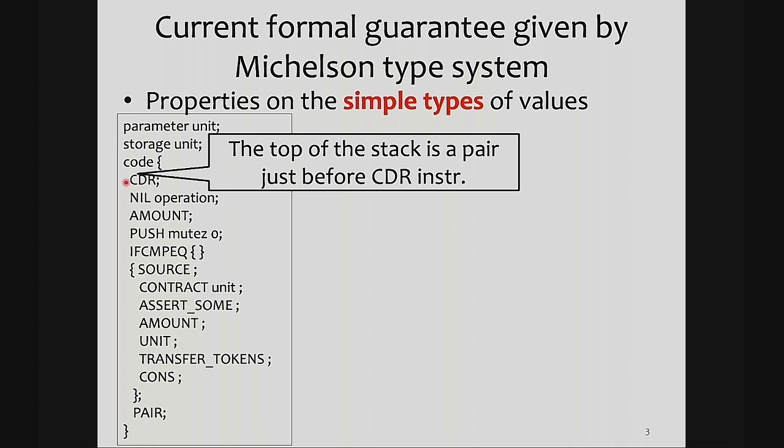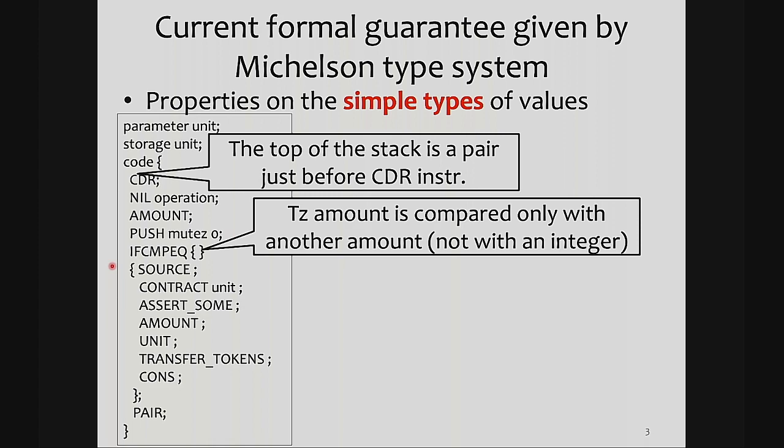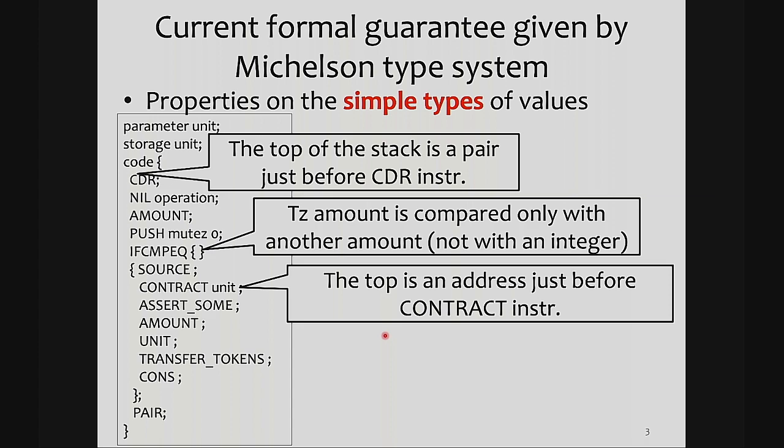It is executed on the amount of money. Michelson's type system already guarantees that when this IF_CMPEQ instruction is executed, it does the comparison between Tezos amounts, not, for example, between a Tezos amount and an integer. Also, when we execute the CONTRACT instruction, which converts the address into the contract object, we can be sure that the top element of the stack is already an address. Also, before executing TRANSFER_TOKENS, Michelson's current type system guarantees the types of the stack objects: the contract object, the sent amount, and the argument.